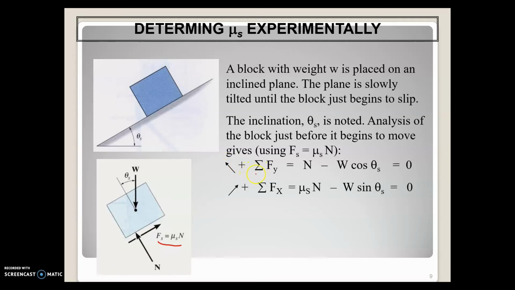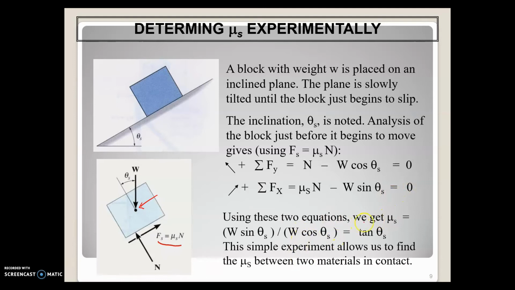atas ni positif. So Fy awak ada N positif kan, tolak dengan W cos theta s equal to 0, di mana summation of Fx equal to 0, dia buat annotation ke kanan atas ni positif. So you ada Fs kan, which is mu s N, tolakkan dengan W sin theta s, alright, equal to 0.